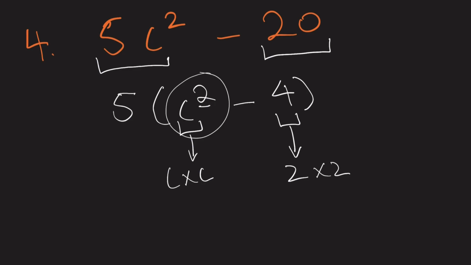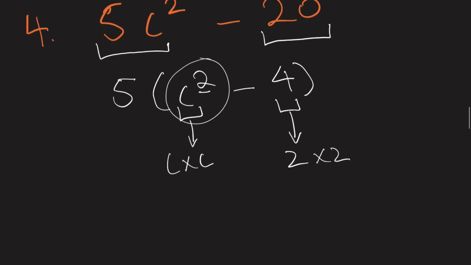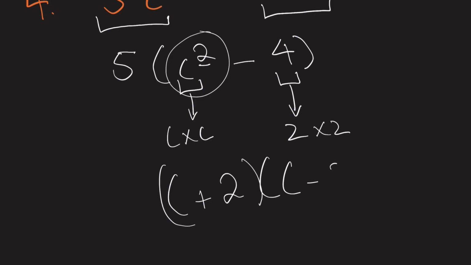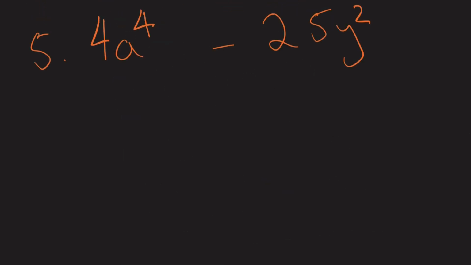So now we can write out the double brackets, which would be c plus 2, c minus 2. But what we have to remember is the 5 here. Because we took a factor of 5 out, we have to make sure we put it into the final answer. So we have to put 5 here. And that is our final answer.